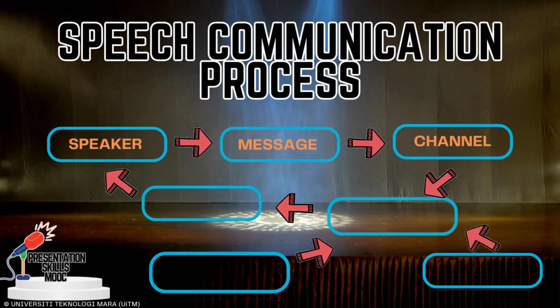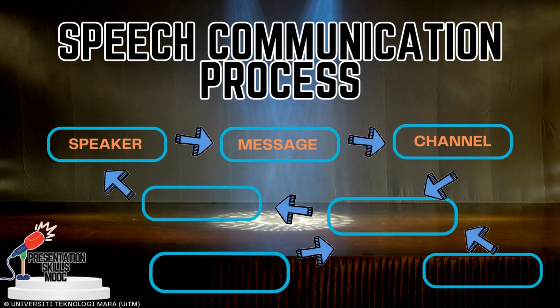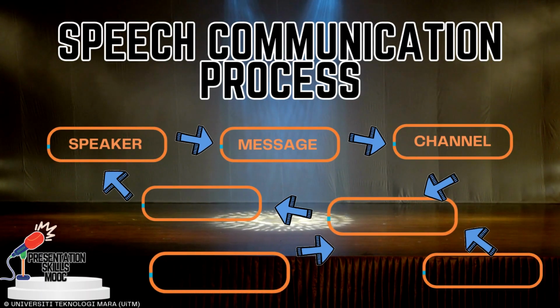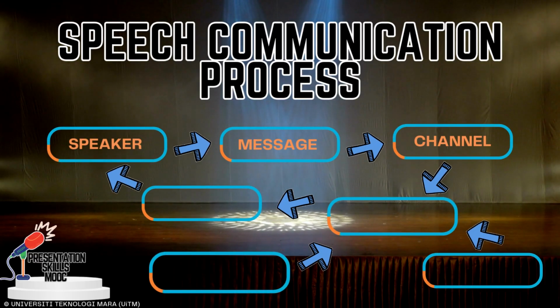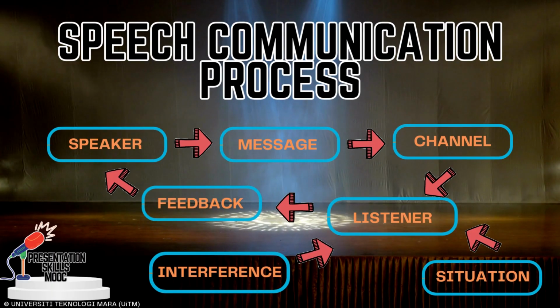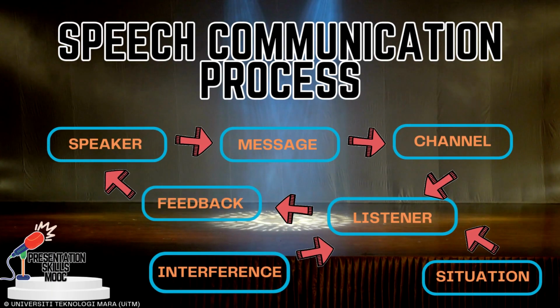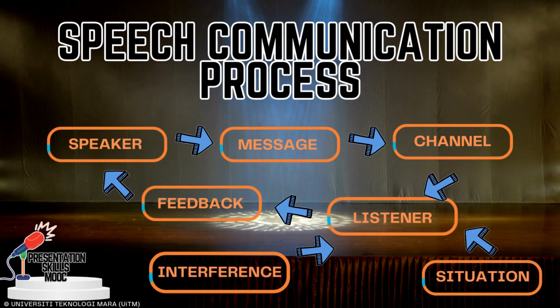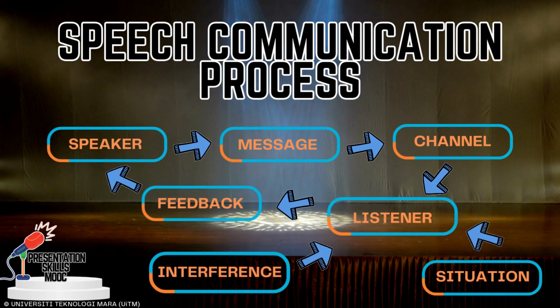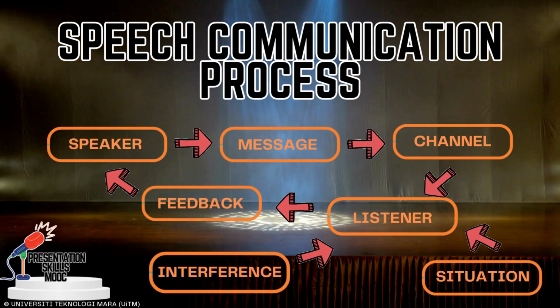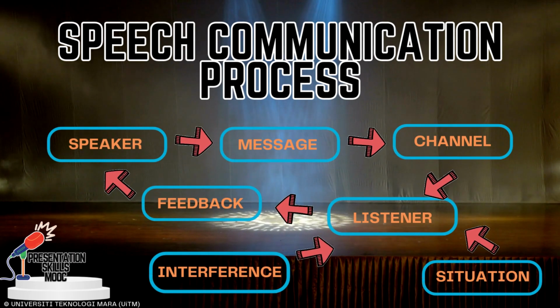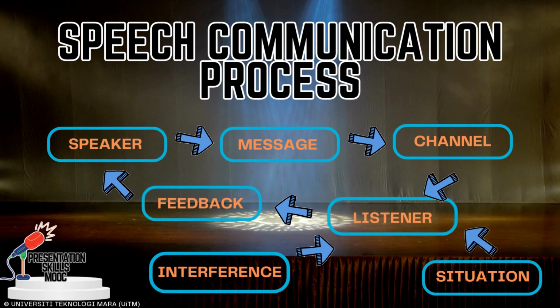It happens when a speaker sends a message through channels and also tries to understand the situation to deliver the idea or the message to the listeners. Listeners then provide feedback to the speaker. At the same time, the listener can be interfered by their own emotions or by their surroundings, which later acts as feedback to the speaker, where the speaker has to adapt and respond accordingly.